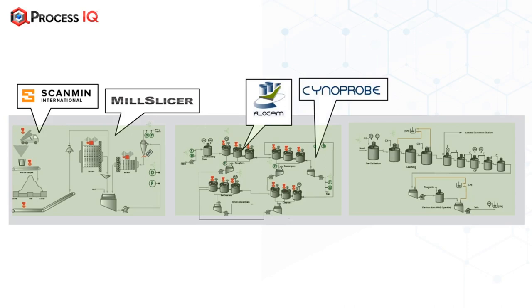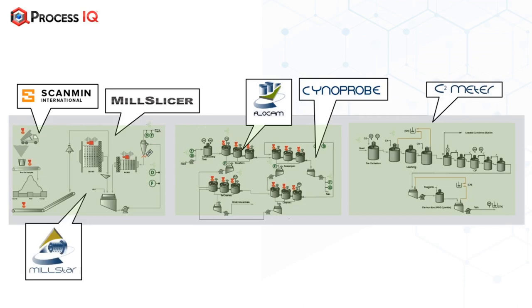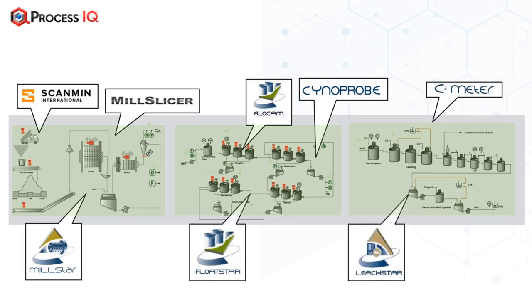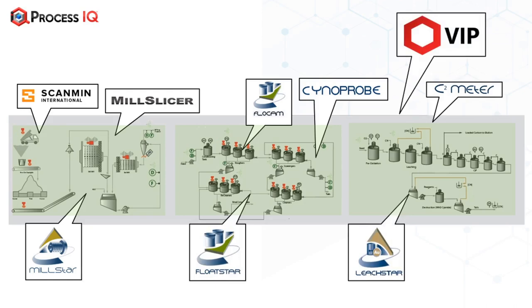And then CyanoProbe, online cyanide analysis, C2 meter, online carbon concentration measurements for carbon leach and carbon in pulp processes. And then our suite of advanced process control systems, firstly the MoleStar, then the FloatStar, and finally the LeachStar. And then we have the VIP platform, which is our data platform, which we are going to discuss in a bit more detail.